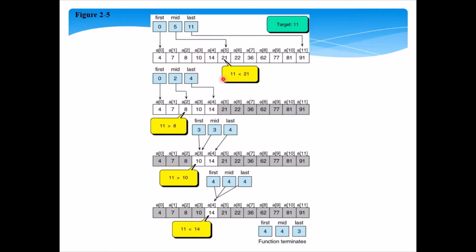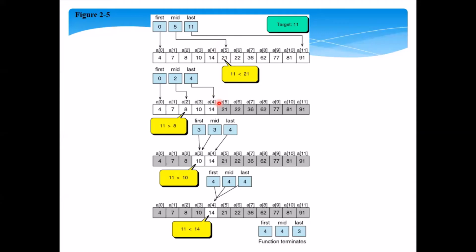Okay, so the lower half are those elements below position 5, or below index 5, which are 14, 10, 8, 7, and 4. Since we're talking about the lower half, we are going to change the position of the last element, but not the first, because first is already pointed to the first position, which is 0. So getting the last position is simply mid minus 1, which is the previous middle position 5 minus 1, so it becomes 4.